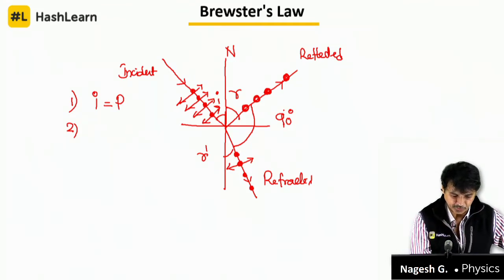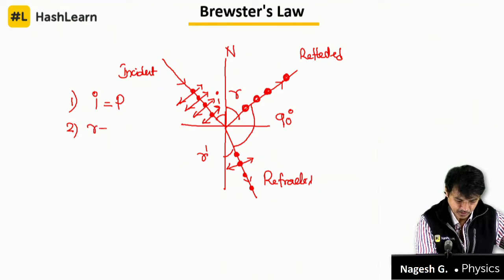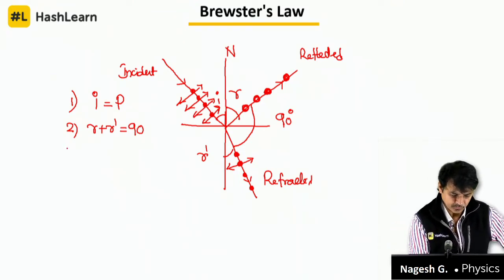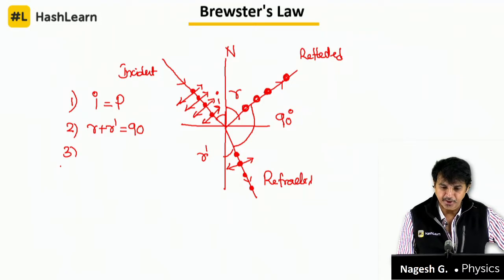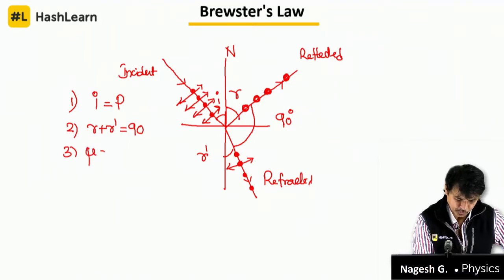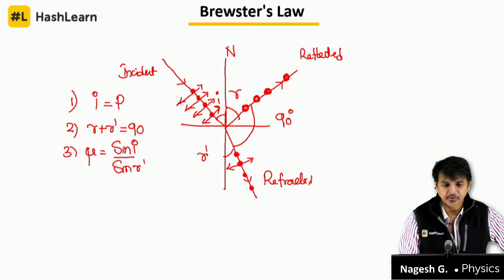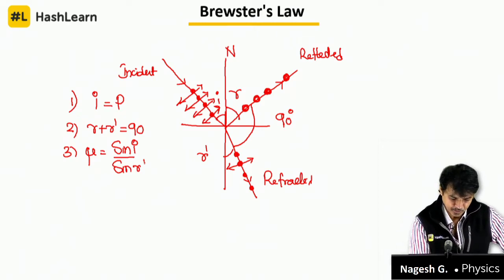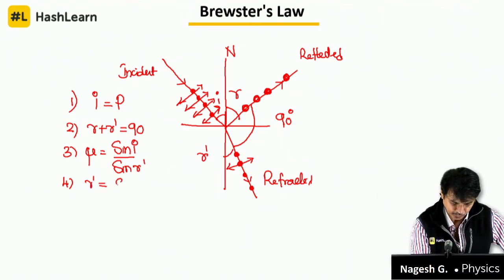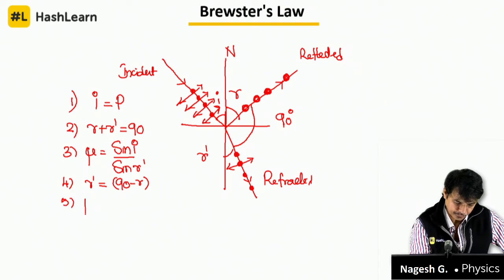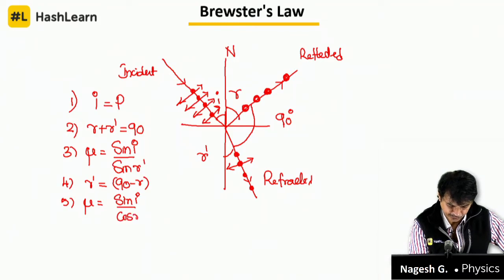Next, when this is equal to 90 degrees, immediately we can get r plus r dash equal to 90 degrees. Then I want to know the refractive index of the medium. As we know, mu is equal to sine of angle of incidence by sine of angle of refraction, r dash. But r dash is nothing but 90 minus r. Therefore, mu is equal to sine I by sine 90 minus r, that is nothing but cos r.